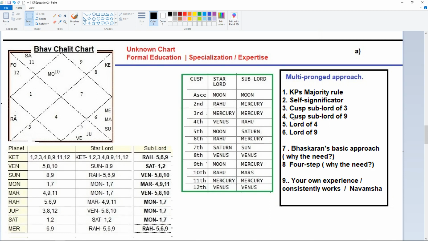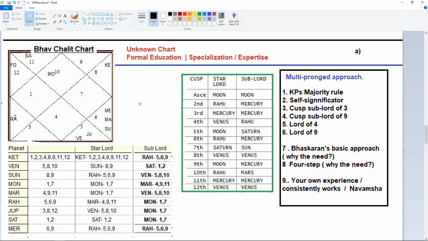So let's take the first rule within the multi-pronged approach, the KP rule. What is that? The majority rule. The majority rule is that if you are looking at education, or specialization, or Dhana Yoga, or whatever, and the majority of the planets signify those houses that have something to do with that area of life, then you can say that the particular yogas are strong in that horoscope.